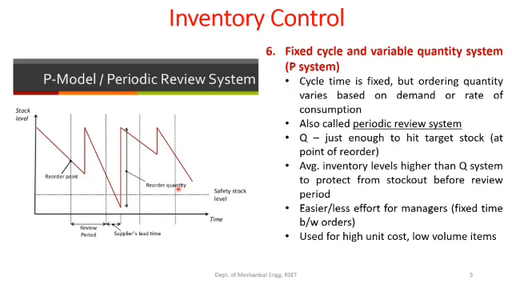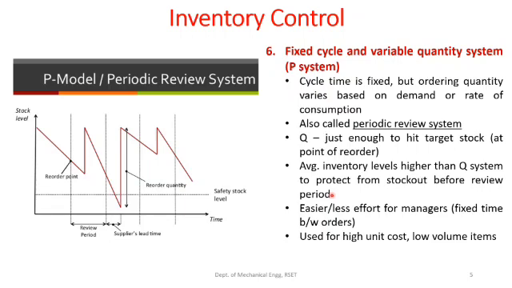In this particular system, Q, the order quantity, is just enough to hit the target stock. Average inventory levels when compared to the Q system are higher, because the chance of a stock out is generally very high in the case of the P system when compared to the Q system, because you're not continuously monitoring your inventory level. You do not know when that particular item will go.